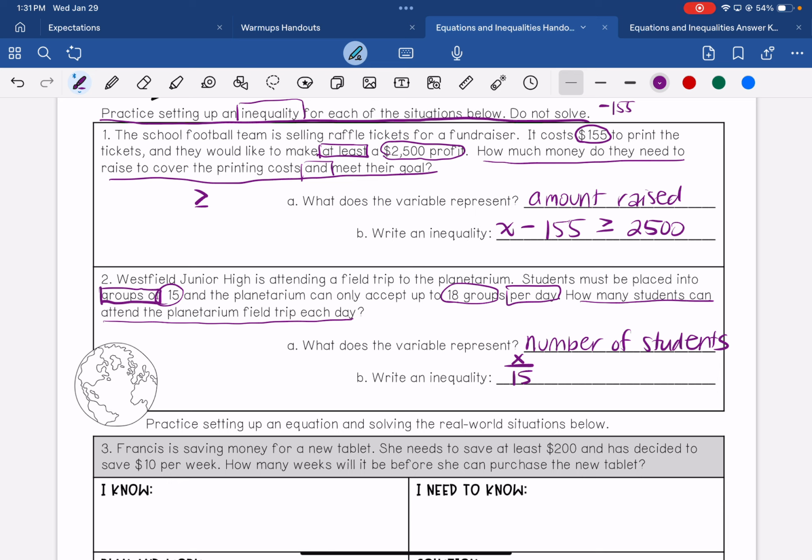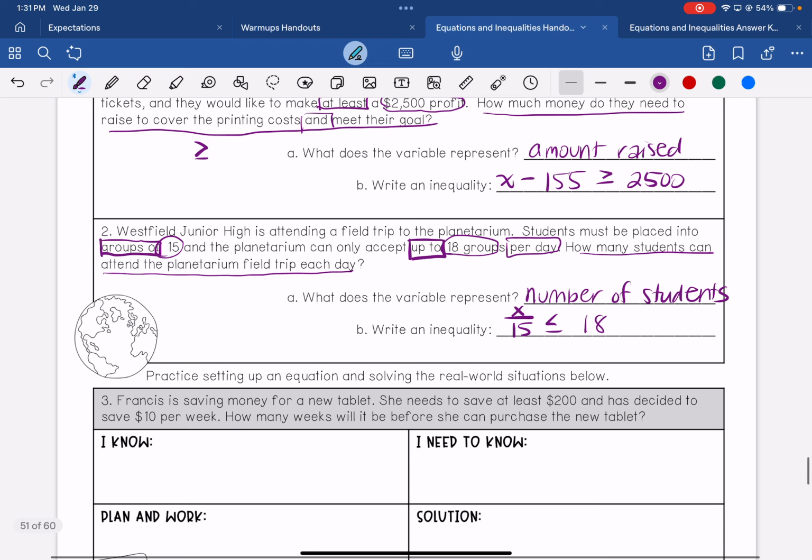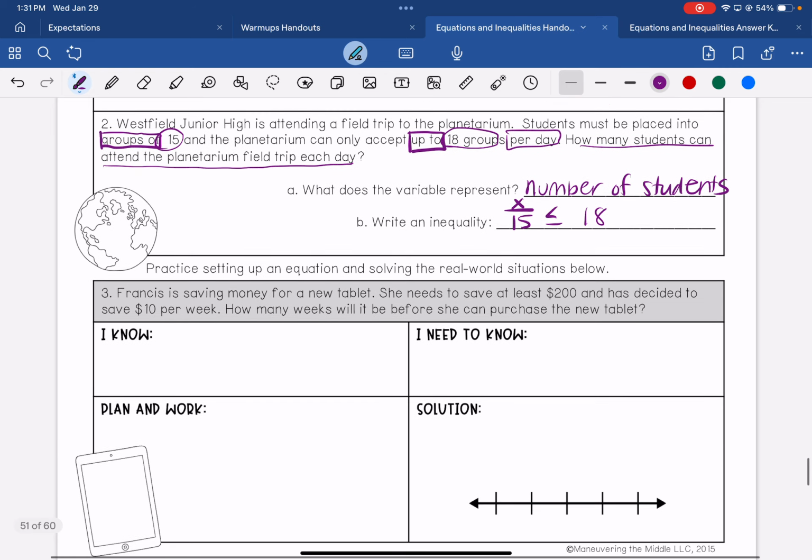And then our keyword, I forgot to box my keyword, up to. If I tell you you can only have up to 5 people at the party, that means you can have 5 or less. So this would be less than or equal to 18. If you were solving it, your goal would be to find the total number of students, because that goes on the top of the fraction bar, that would be divided by 15 to give you 18 total groups.